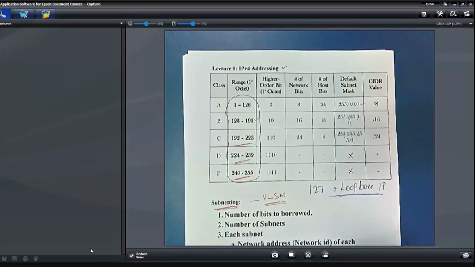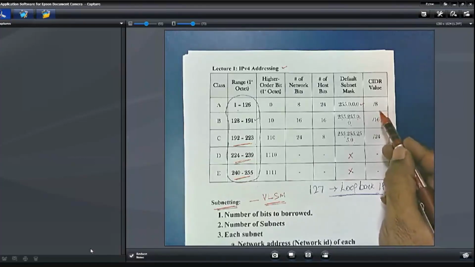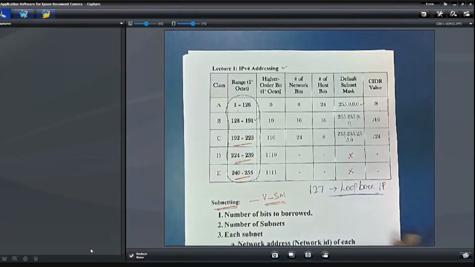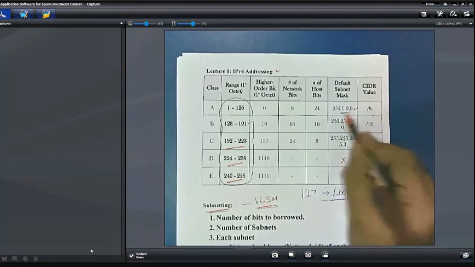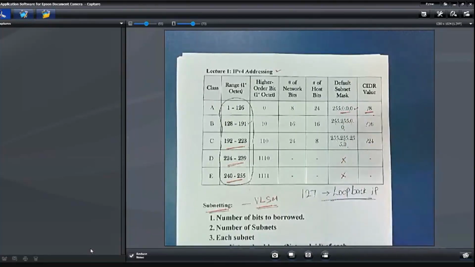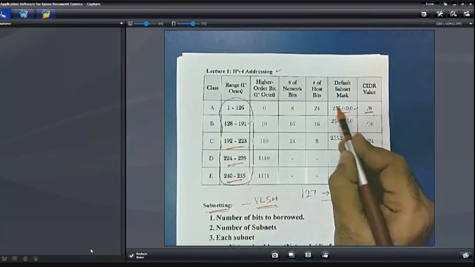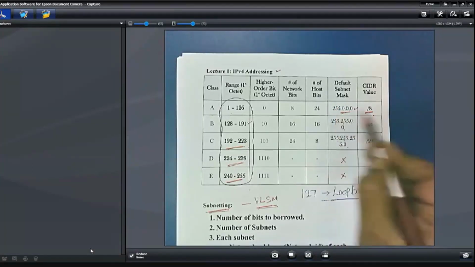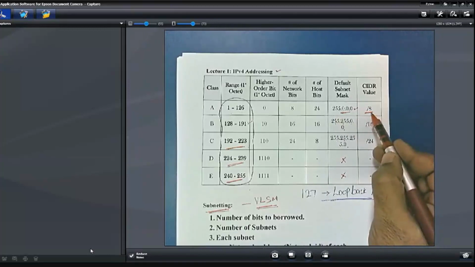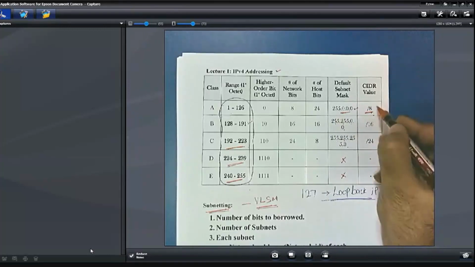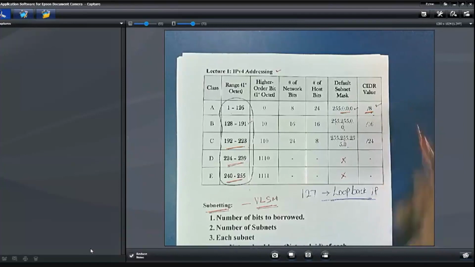Then the next one is the CIDR value. What does the CIDR value mean? This and this are the same. What is that? 255 here means 11111111, so there are 8 ones available. So I write /8. /8 means the number of bits in the network.